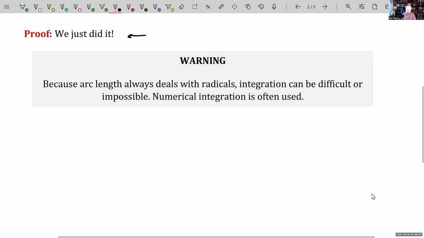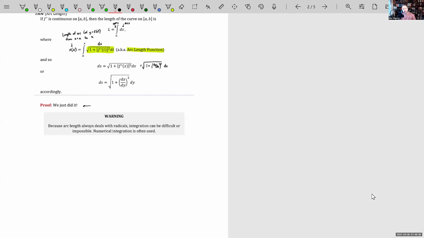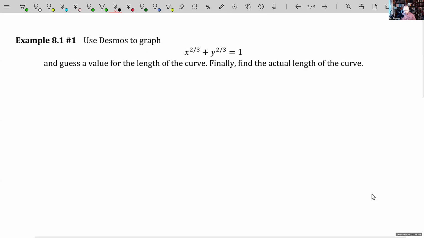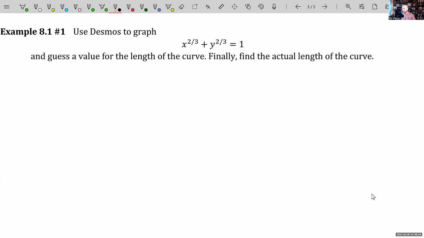All right. So let's go ahead and just see a few examples. They go very quickly, so don't blink. I don't mean to rush through them. They're just kind of fast examples. There's just not much I can say about it. So this first one says, use Desmos to graph this. Now, obviously, if it were an exam, you wouldn't be able to use Desmos, but it's kind of nice to visualize. We're going to guess the length of the curve here.